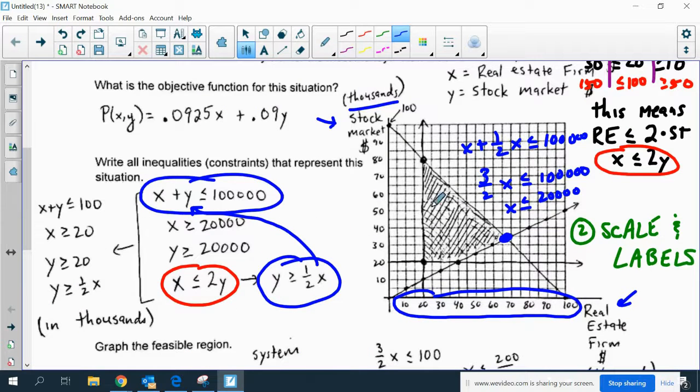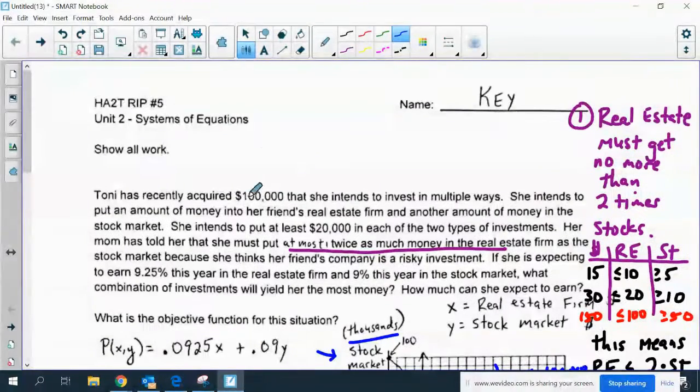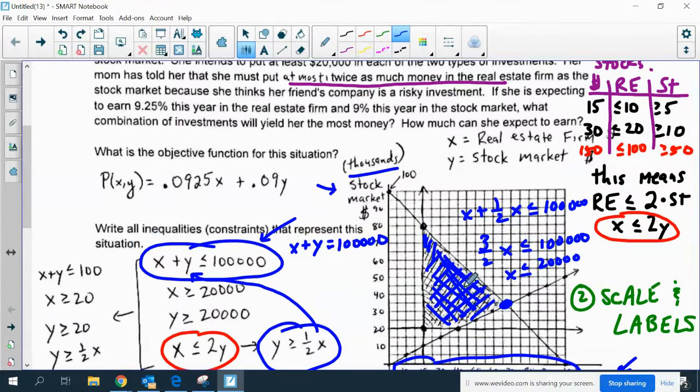The other thing that happened that I didn't list is that a lot of people did not shade. So make sure that you're shading your graph. The only time that you wouldn't shade is if you actually thought that this was x plus y is equal to 100,000, which is a reasonable thing to think in this problem, because it says that Tony acquired $100,000 and she intends to invest it. It does not mean that she has to invest 100,000, but if you read it that way, it would actually be kind of reasonable. In that case, you wouldn't shade. You would only find things that had to be on this 100,000 line.